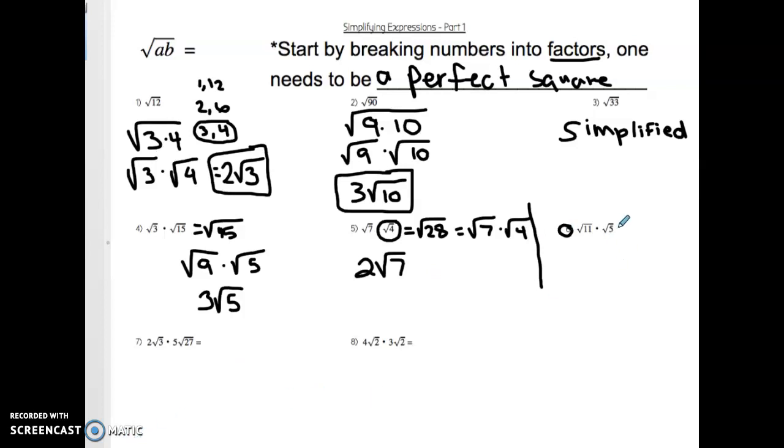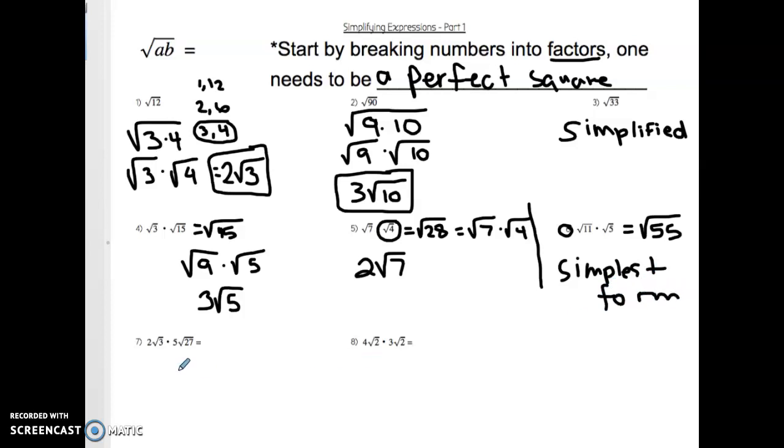Okay, and number 6, neither of these are perfect squares, so we'll go ahead and multiply them. This is 11 times 5, which is 55. Now, I'm thinking about factors of 55, and I'm not seeing any perfect squares in there, so this one is also in simplest form. And that one's done.